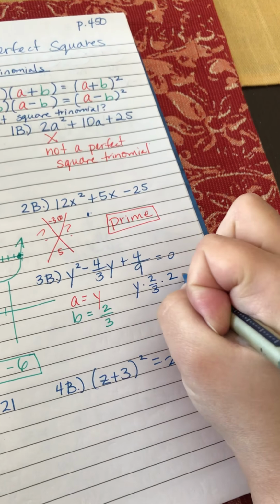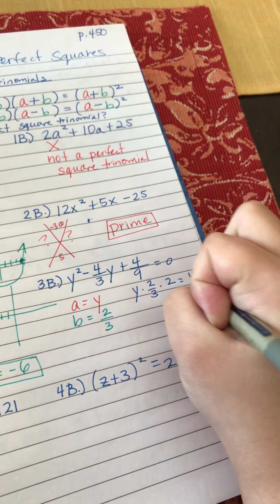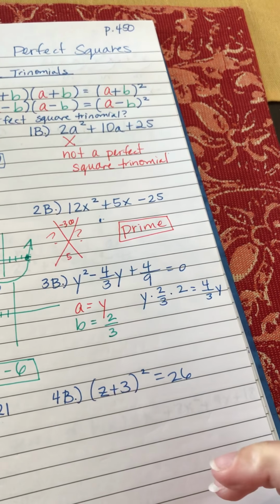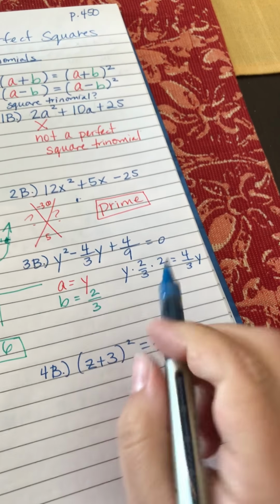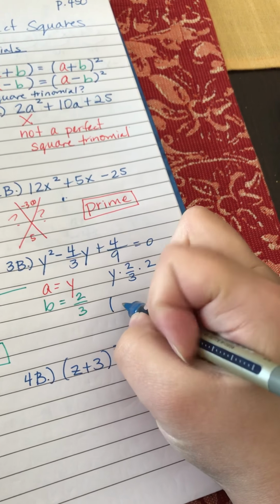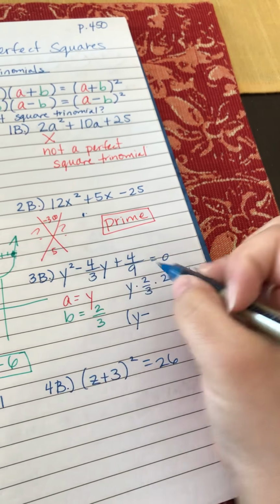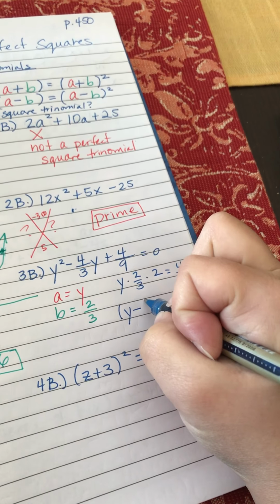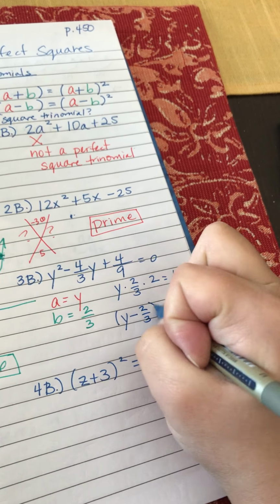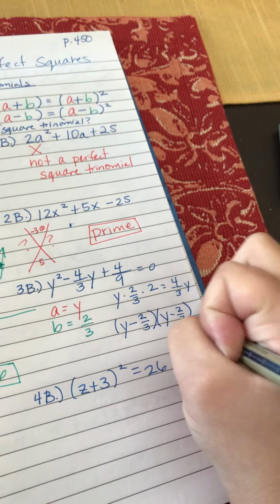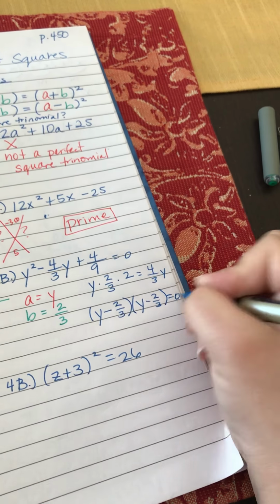So then my a times b times 2 gives me 4/3y, which is the middle term here. So my factor then would be y, and it's a minus in the middle, so it would be y minus 2/3 and y minus 2/3, or y minus 2/3 squared equals 0.